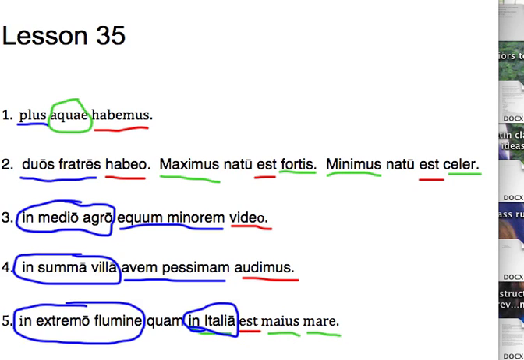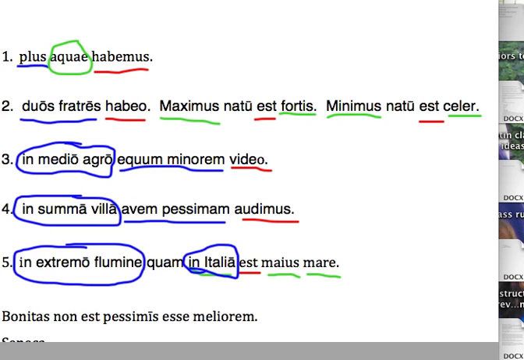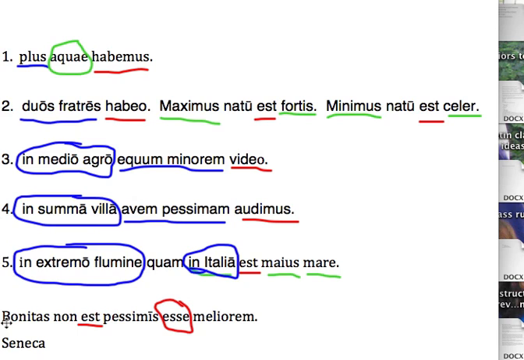Now, before I leave you, I'm going to give you a famous saying from one of my favorite Romans. Okay, and that saying is, Bonitas non est pessimis esse meliorum. Okay, this is real, legitimate Latin. This is going to be difficult for us to translate. So I want to walk you through it, and then I want to leave you to contemplate what Seneca meant by this.